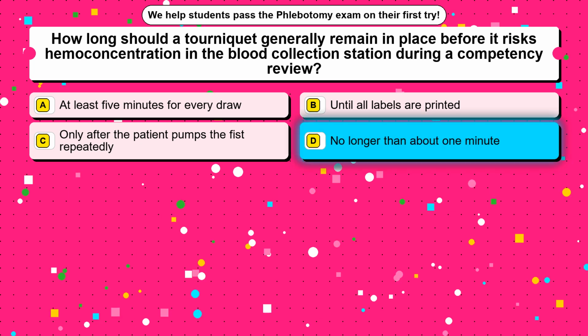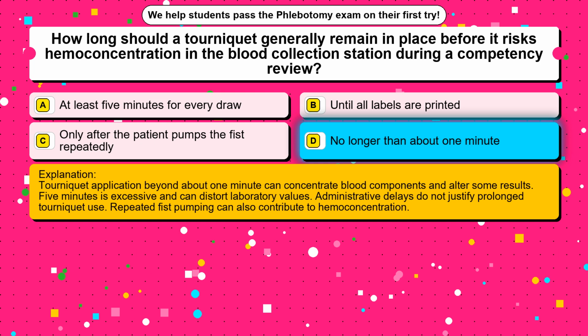The correct answer is option D. No longer than about 1 minute. Tourniquet application beyond about 1 minute can concentrate blood components and alter some results. 5 minutes is excessive and can distort laboratory values. Administrative delays do not justify prolonged tourniquet use. Repeated fist pumping can also contribute to hemoconcentration.